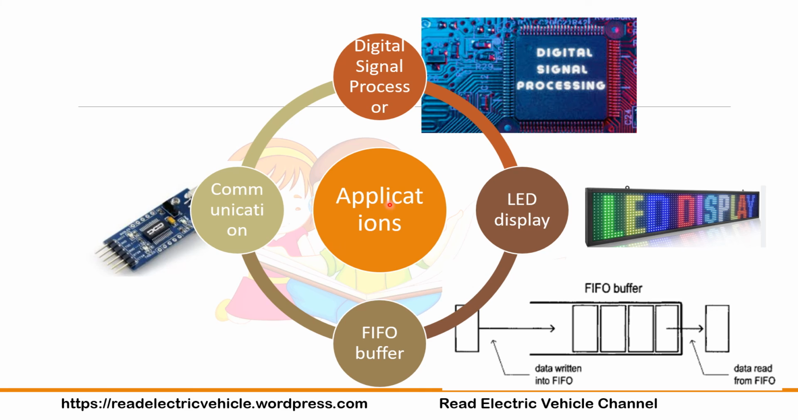Let us see the applications of shift register. There are various applications including communication, that is serial to parallel communication, or in digital signal processors some registers are there which manipulate the data, or even you can do some mathematical operations with shift registers. Then LED displays where you serially send the data and you can display the data here, and the first in first out buffer. So these are some of the applications of shift register.